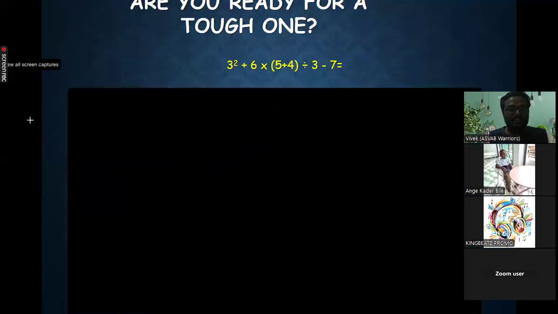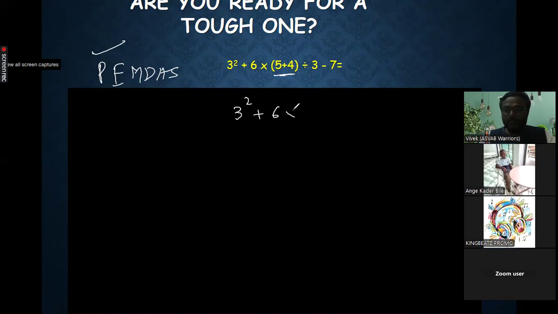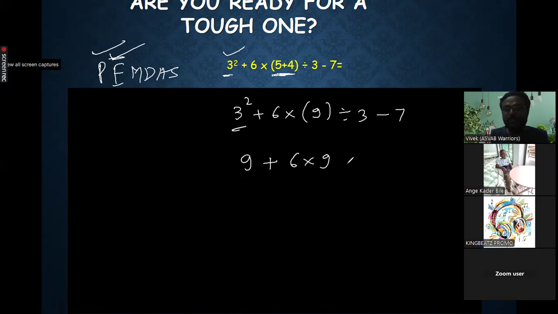So I'll write down our standard formula, PEMDAS. Do we have a parenthesis, guys? Yes. So we will solve this first. 3 squared plus 6 times 5 plus 4 is 9, divided by 3 minus 7. Do we have an exponent? Yes. The exponent is over here. So we'll solve this now. So 3 to the power 2 is 9, plus 6 times 9 divided by 3 minus 7.